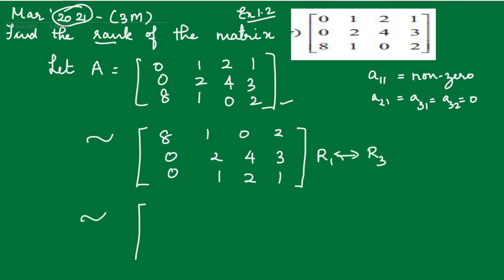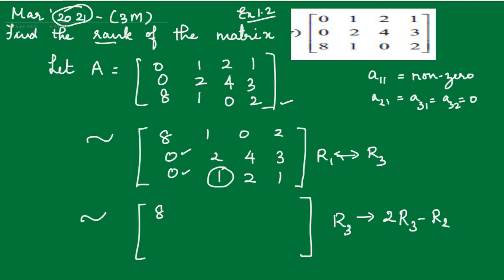The next transformation, already A21 element, A31 element is 0. Our aim is to make this A32 element 0. So the transformation we can do here is R3, I am going to transform to 2 times R3 minus R2.